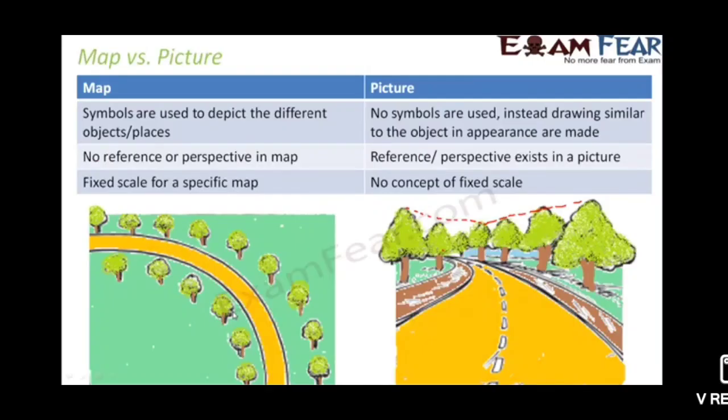Map versus picture. Okay, what is a map and what is a picture? In a map we are just using symbols for different objects, but what about a picture? In pictures we are not using symbols. Instead, we draw something similar to the object's appearance. Now, in a map there is no reference of perspective, but in pictures some reference is given. And in a map we are using a fixed scale, that means a centimeter is given, but in a picture we are not using that concept.